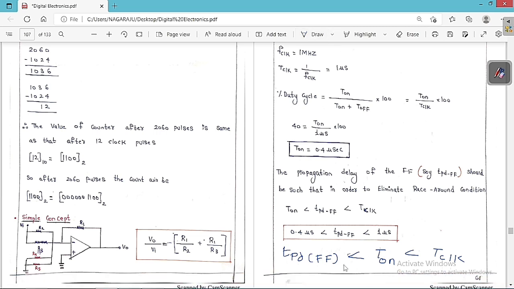But if the propagation delay of the flip-flop T1 is less than T clock, then definitely you are going to get the race around condition. But if you interchange these two things, then we are going to eliminate the race around condition. So if T1 is less than TPD, the propagation delay of the flip-flop, is less than T clock, then definitely you are going to eliminate the race around condition. But at this condition, we are going to definitely get the race around. But for this condition, we are not going to get the race around condition. So these 2 points you always have to keep in your mind.